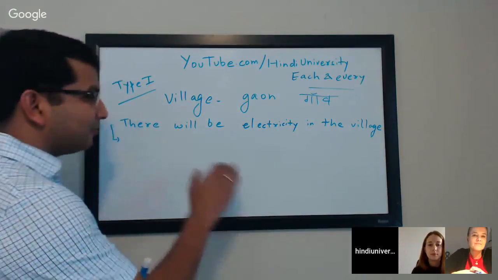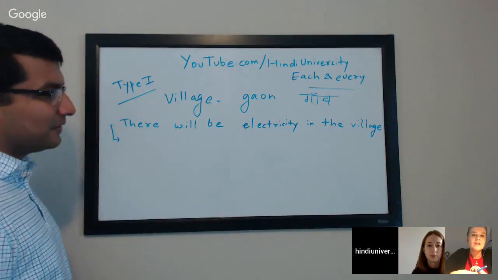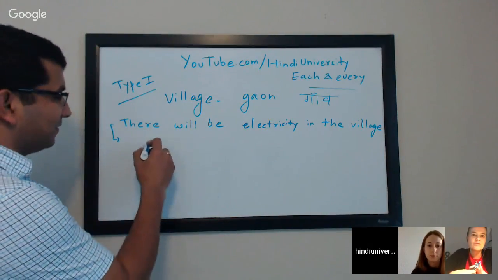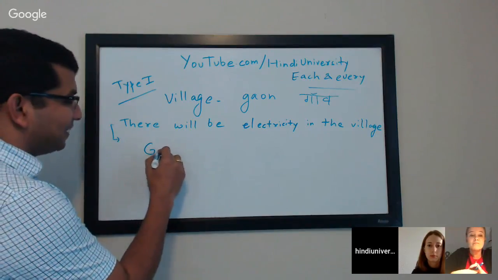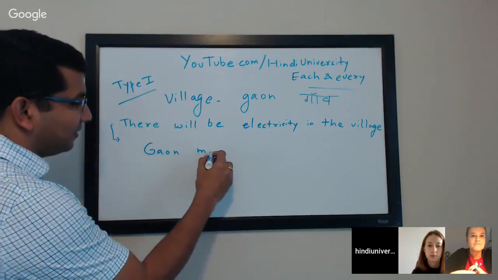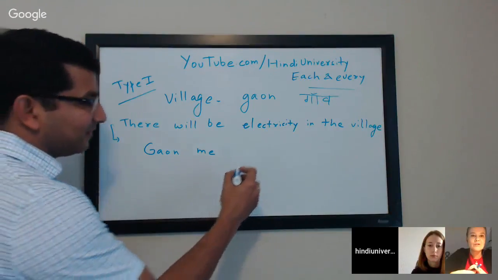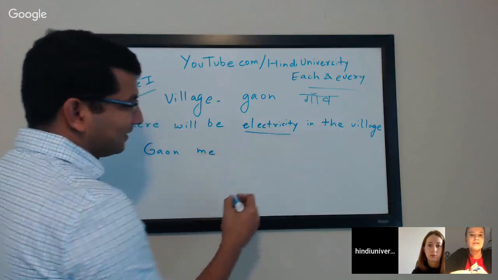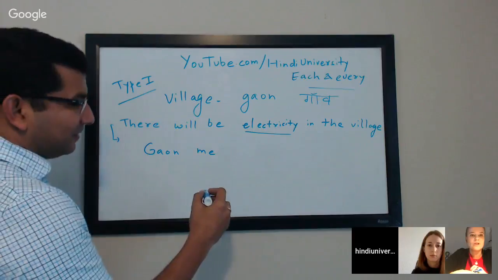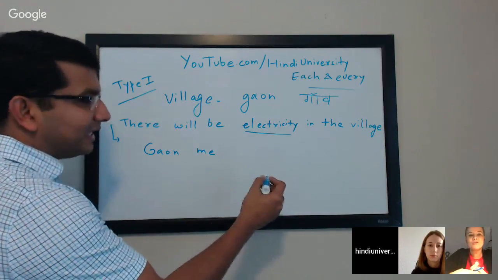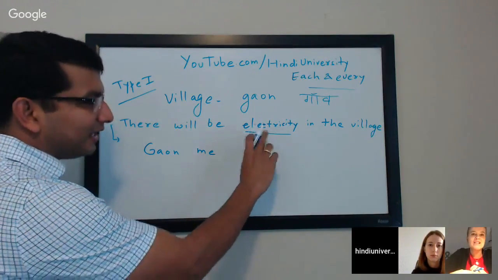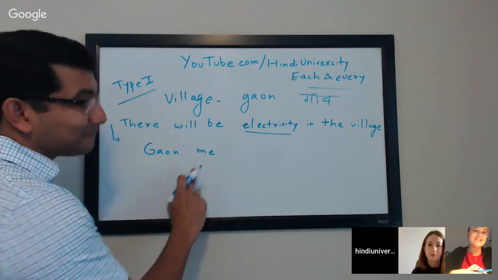Okay, so what is your approach? Oh, in the village, village is gaon. So in the village, it's gaon mein. Chelsea said that too. Gaon electricity, mein? I don't know. Electricity and there will be, it's hona, so it's hongi in future. Okay, so gaon but mein? I don't know how to say electricity. Okay, so it's okay. Hindi mein electricity ko kya kehte hai, please.